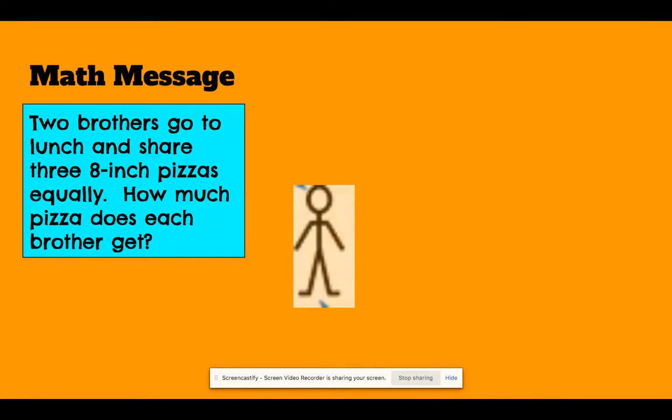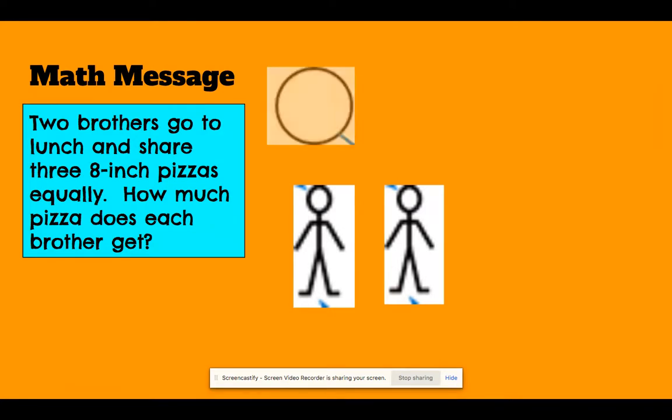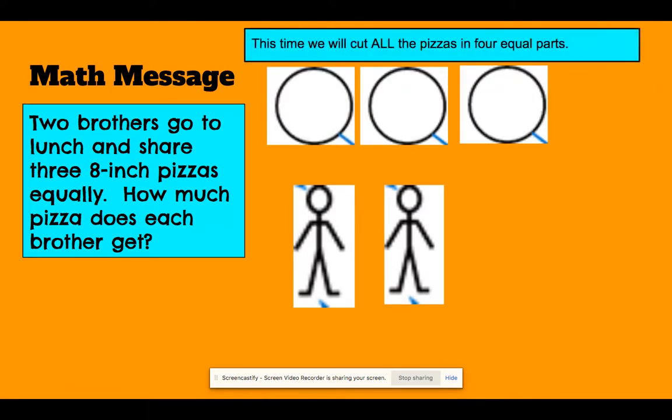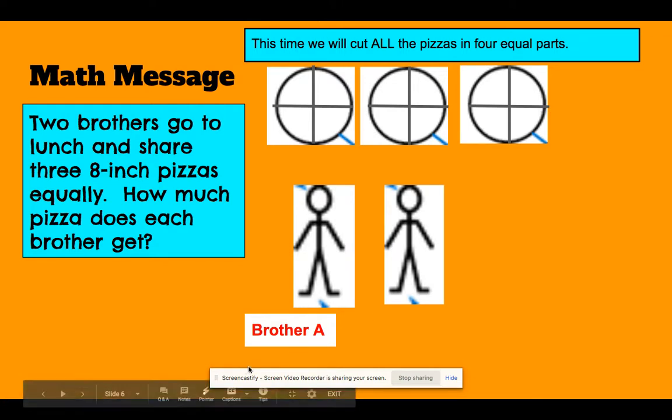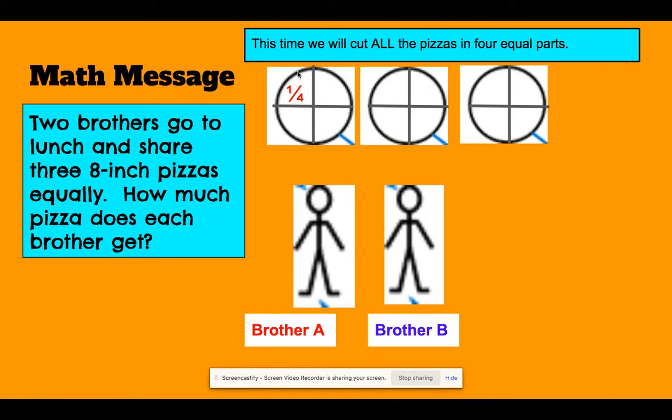Let's look at the same problem and do it a different way. So here's the first brother, here's the second brother, here's our three pizzas. But this time we're going to cut all the pizzas into 4 parts. So take that pizza, cut it into 4 slices, 4 slices, and 4 slices. So this time our pizza is cut into fourths. Now, I'm going to do it a little bit differently. So I'm going to have brother A over here, again in red, and brother B over here in blue. So we have 1/4 going to brother A, and I did it in red so that you can tell the difference. So the red fourth will be going to brother A. We have a blue fourth for brother B, and we're just going to continue sharing equally these slices of pizza.